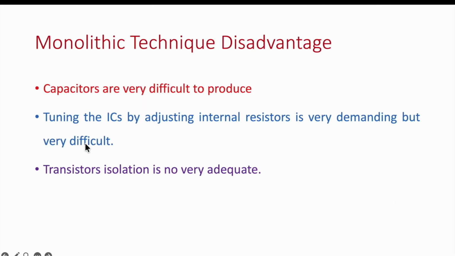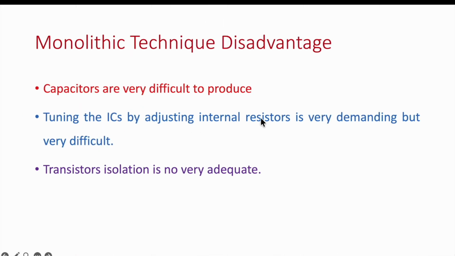But it has many disadvantages as well. Capacitors are very difficult to produce using the diffusion process. Tuning the ICs by adjusting internal resistors is very demanding, and it is very difficult in the monolithic process. Transistor isolation is also not very adequate.